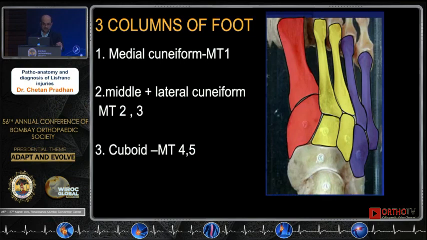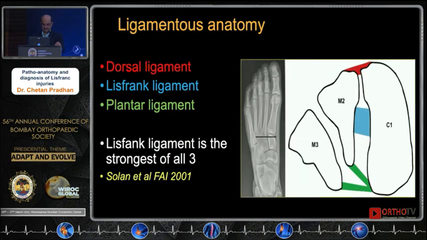All of you are familiar with the three-column theory of the foot. The medial column is the medial cuneiform and the first metatarsal. The middle column is the middle plus lateral cuneiform and the second and third metatarsals. And the lateral column is the cuboid with MT4 and 5. Any disruption in these three columns at the tarsometatarsal joint will lead to a Lisfranc fracture dislocation.